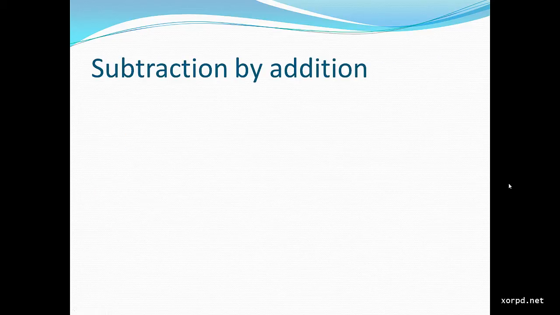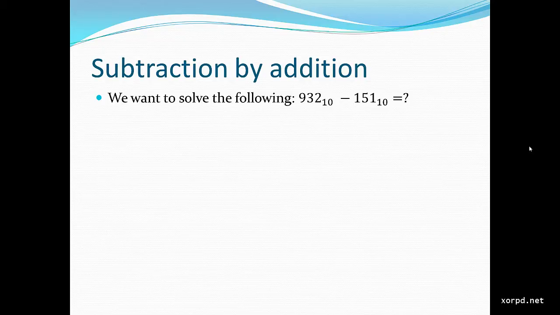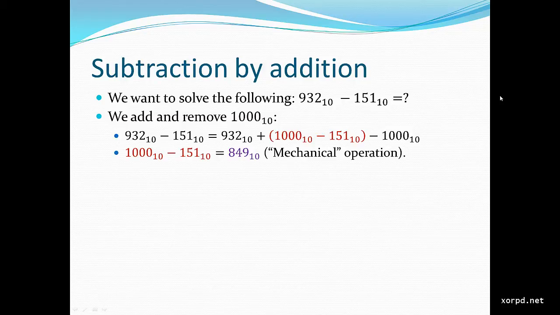So we are going to try to do something a bit different. We are going to try to subtract by addition. Let's look at some example. We want to solve the following: 932 in base 10 minus 151 in base 10. How could we solve this? And I mean, how could we solve it in a bit different way? Not the usual one where you just put them vertically on a paper and try to solve it. We are going to try to solve it using only addition.